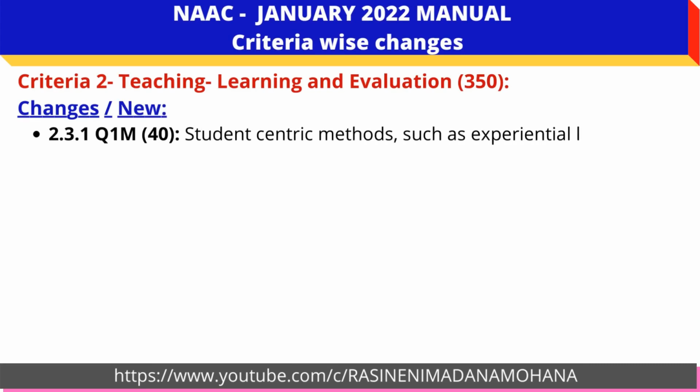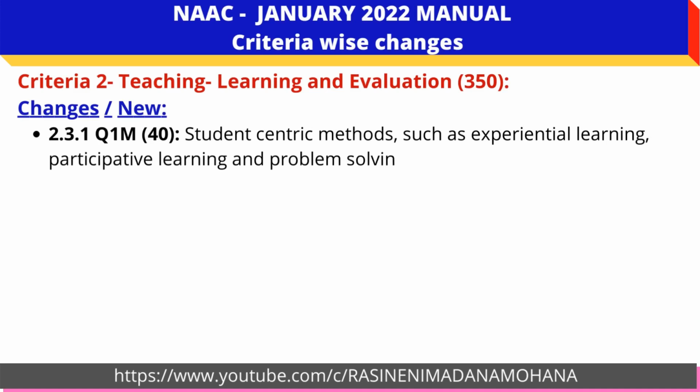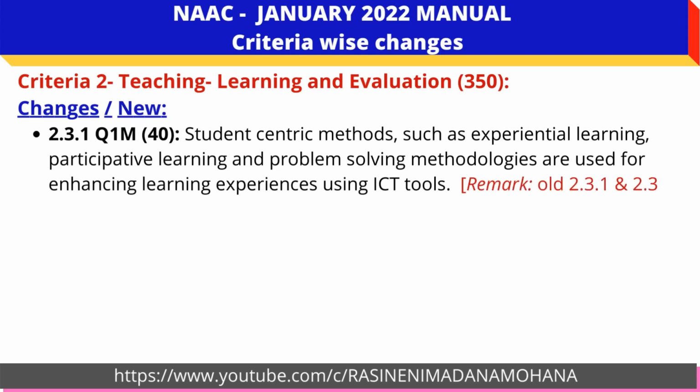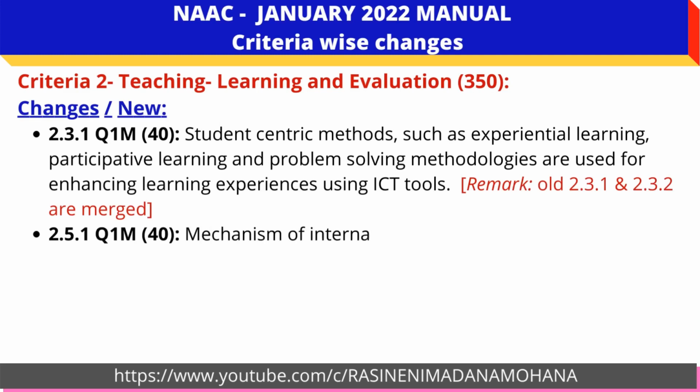and used for enhancing learning experience using ICT tools. Earlier, the student-centric methods metric was separate, that is 2.3.1. Then using ICT tools for teaching learning, that is 2.3.2. Both were different, both qualitative. The weightages were 20 and 20. Now these two are merged. Now they made it 2.3.1 with weightage 40. Then another one, 2.5.1, qualitative metric, 40 weightage.